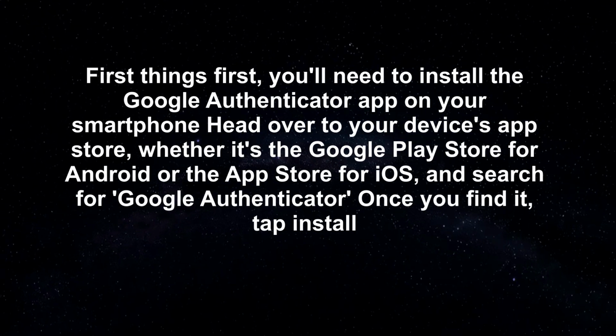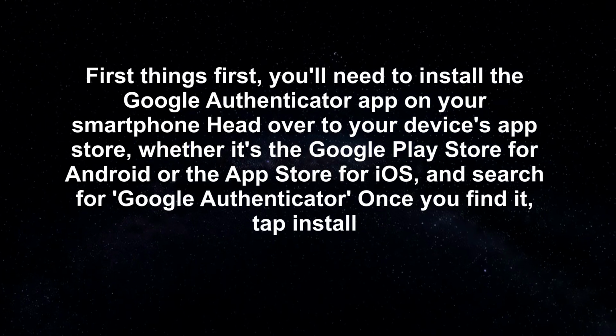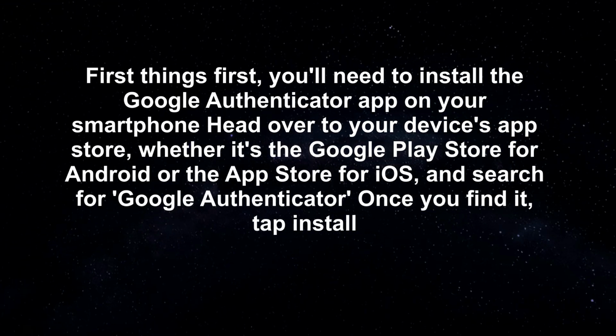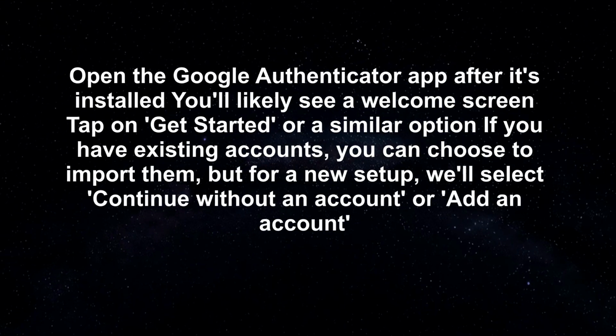Head over to your device's App Store, whether it's the Google Play Store for Android or the App Store for iOS, and search for Google Authenticator. Once you find it, tap Install. Open the Google Authenticator app.